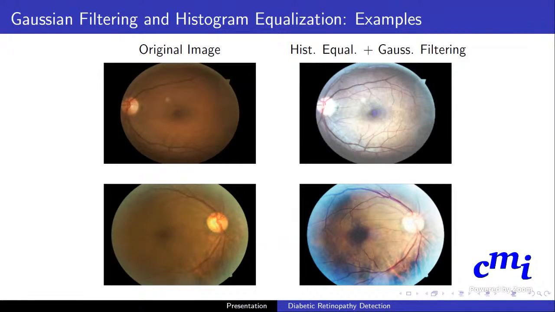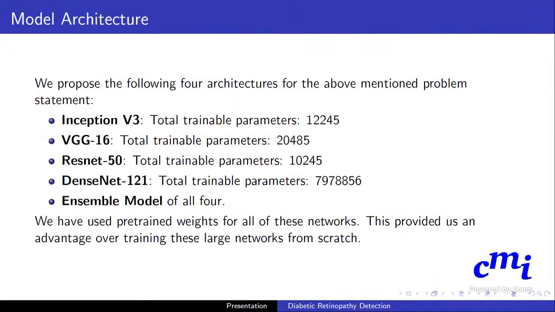Hello, ma'am. I hope I am audible. So I will be continuing with the model architecture. In this project, we propose the following four architectures for the above mentioned problem statement. We start with Inception V3, which has a total trainable parameters of 12245, followed by VGG16 with 20485 trainable parameters, ResNet 50 with 10245 parameters, and DenseNet 121 with total trainable parameters 7978856. Finally, we use an ensemble model of all of the four models mentioned above.